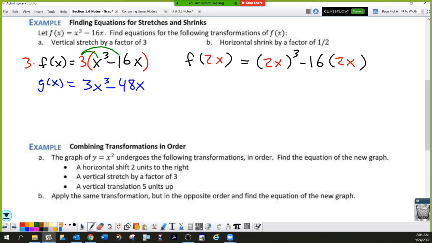Right here, though, it's very easy for students to forget: this is not going to be 2x to the third. It's going to be 8x to the third, because that third power goes to both of those objects, since they are separated by a multiplication. Our new function, g of x, will be 8x to the third minus 32x. And that graph will be half as wide, my apologies, half as wide as the original one.